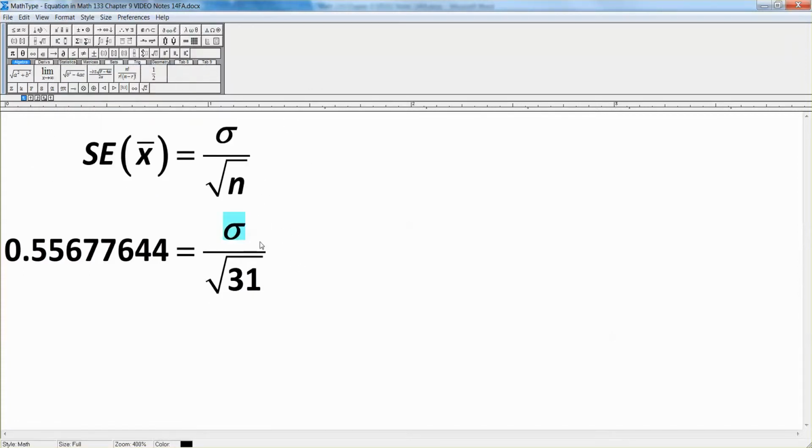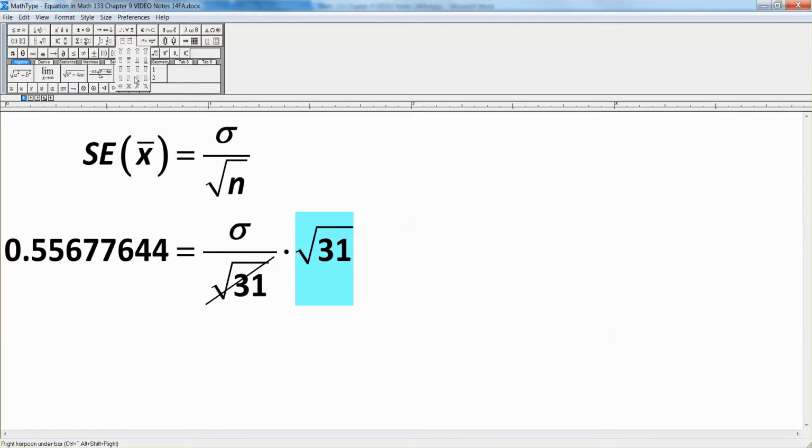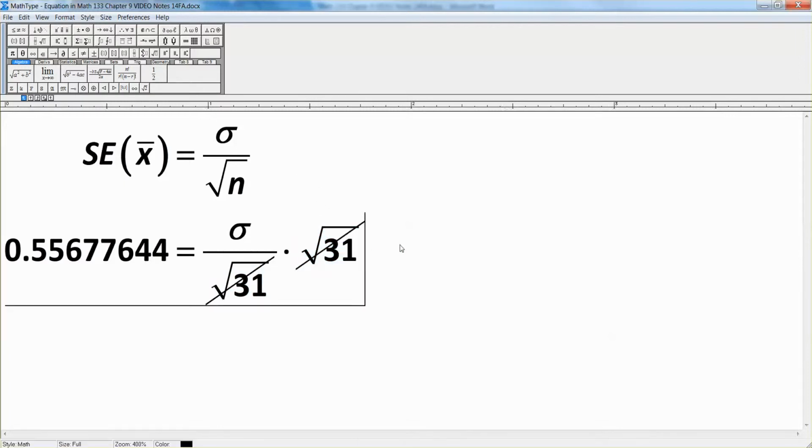I want to solve this for sigma. Well, it's just a little bit of a baby algebra problem. You just need to multiply both sides by the square root of 31. Now you're doing it over here because that'll cause these to divide away, to cancel for all intents and purposes. Square root of 31 over the square root of 31 goes away, and you're left with sigma over here.